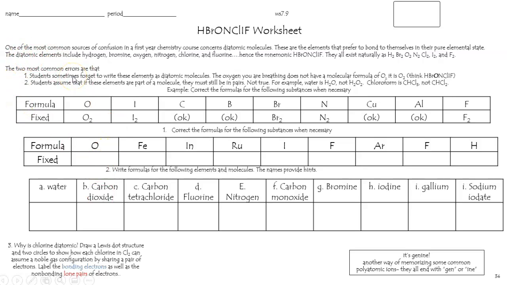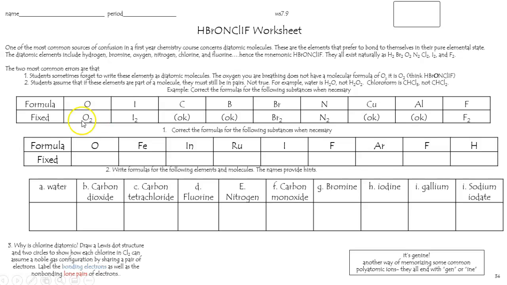One of the most common sources of confusion in a first-year chemistry course concerns the diatomic molecules. These are the elements that prefer to bond to themselves in their pure elemental state. The diatomic elements include hydrogen, bromine, oxygen, nitrogen, chlorine, iodine, and fluorine. Hence the mnemonic HBrONClIF. They all exist naturally as H2, Br2, O2, N2, Cl2, I2, and F2. Bonding them together is a great way to get familiar with valence electrons and electron dot structures. For example, oxygen forms a double bond, nitrogen triple, all the other ones are single, but that's another story.